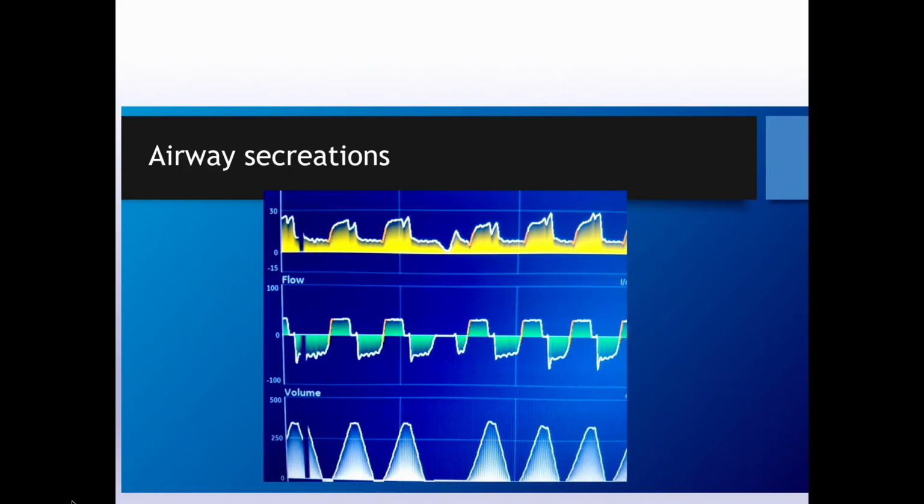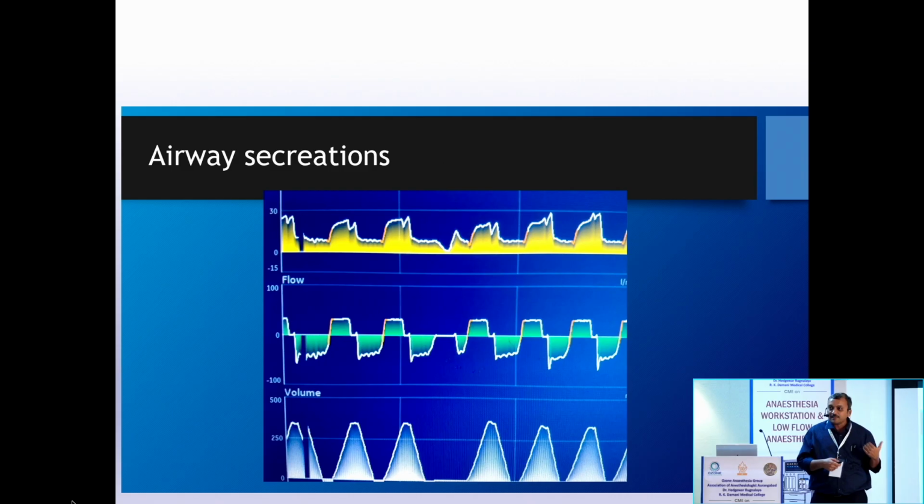Airway secretions, we always understand this thing, okay? Especially nowadays with HME filters, this is less of a problem. But if you have an ICU patient, and especially if you have water traps connected, this can become a real problem for us.